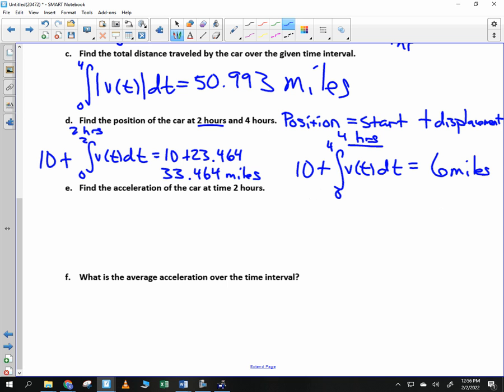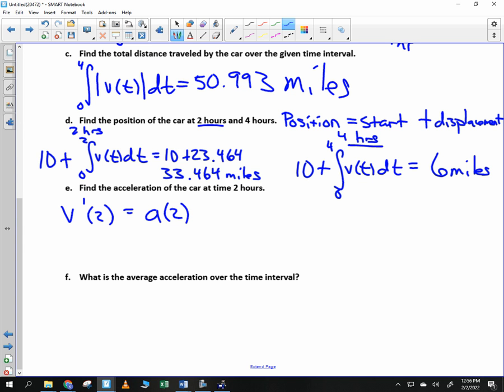This next one is the easiest question on the whole thing. What is the acceleration of the car at time 2 hours? How do we find acceleration? The derivative. Everybody agreed? So all I have to do is find v prime of 2. That's equal to the acceleration at time 2.